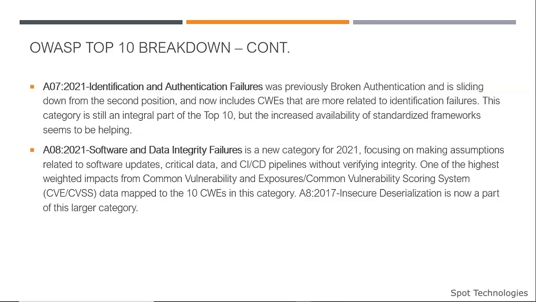This category is still an integral part of the top 10, but increased availability of standardized frameworks seems to be helping. A08:2021 Software and Data Integrity Failures is a new category for 2021, focusing on making assumptions related to software updates, critical updates, and CI/CD pipelines without verifying integrity.